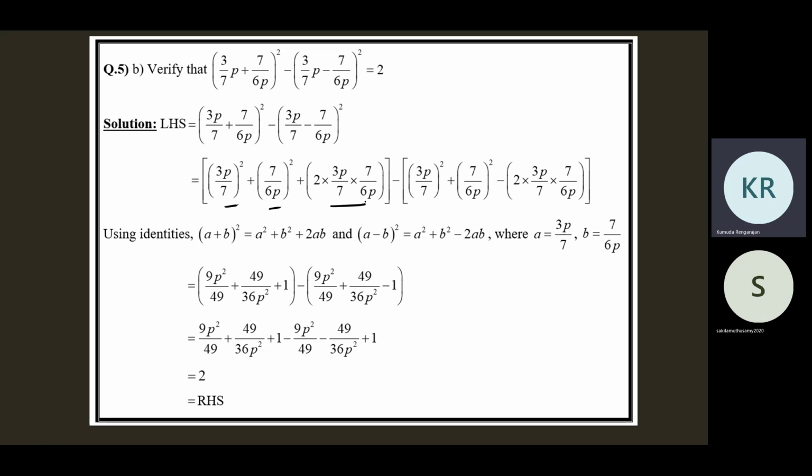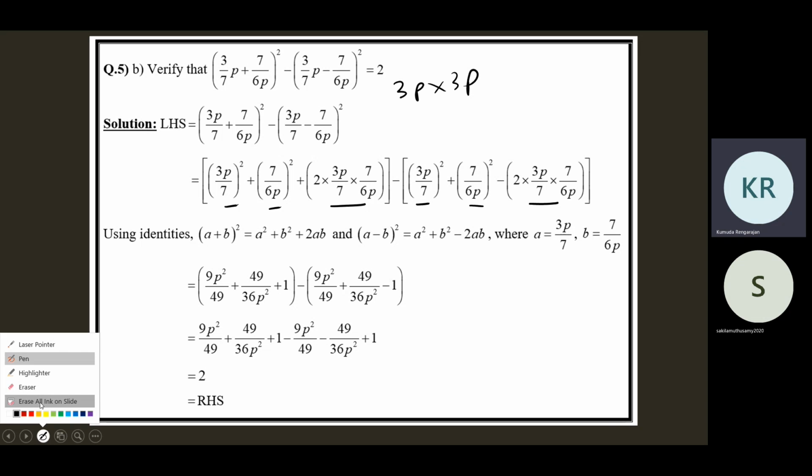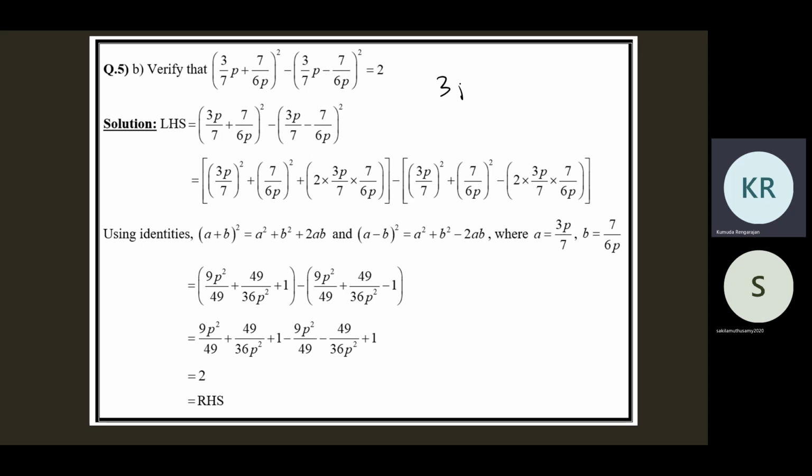So a square b square plus 2ab, a square b square minus 2ab. So here you have to expand this: what is 3p the whole square? It's 3p into 3p. You teach yourself. What is 3p the whole square? It is 3p into 3p. So 3 into 3, 9, p into p, p square, 9p square. 7 square, 7 into 7, 49. Here also, 49. 6p the whole square means 6p into 6p. 6, 6 are 36, p into p, p square.